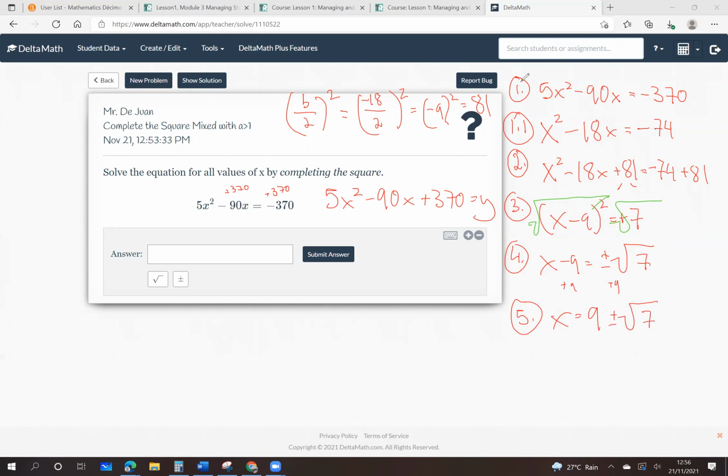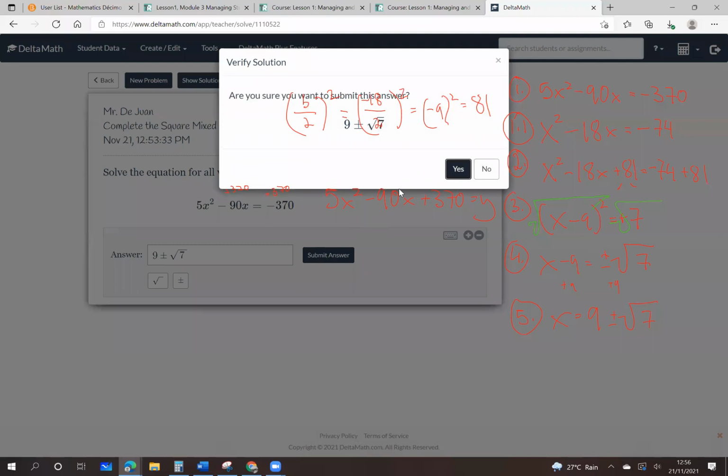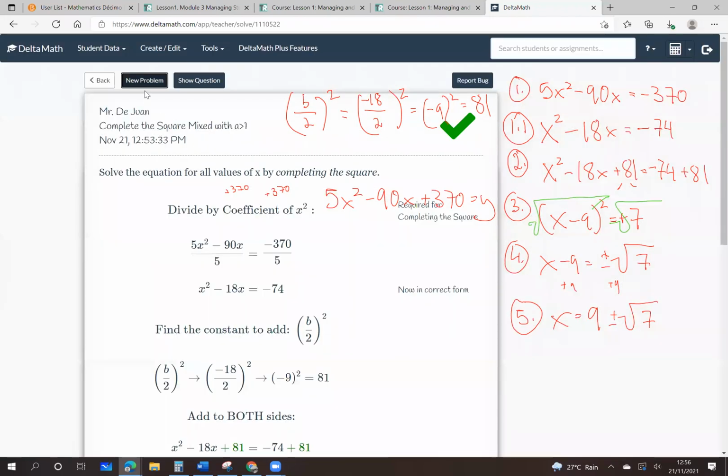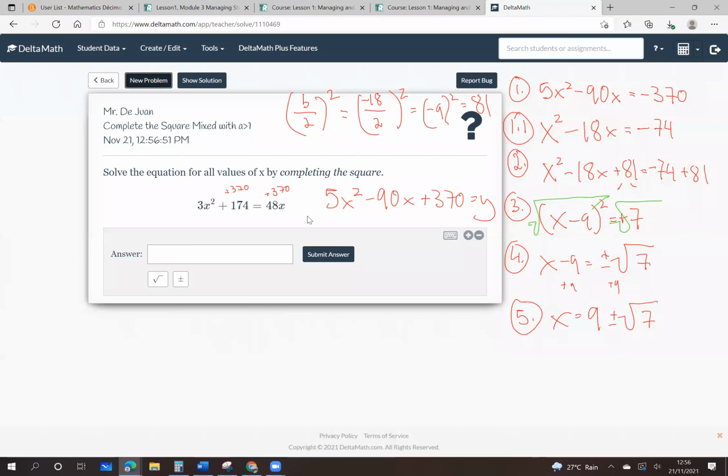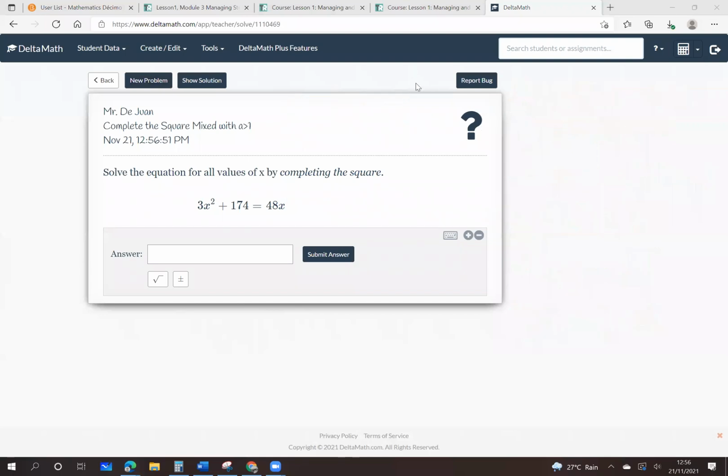All right. 9 plus minus the square root of 7. All right. Ka-ching. Take a look at the next one. As I said, now that you have a terms that are bigger than 1, it's a little bit trickier. Okay. So do the same thing that you just did.